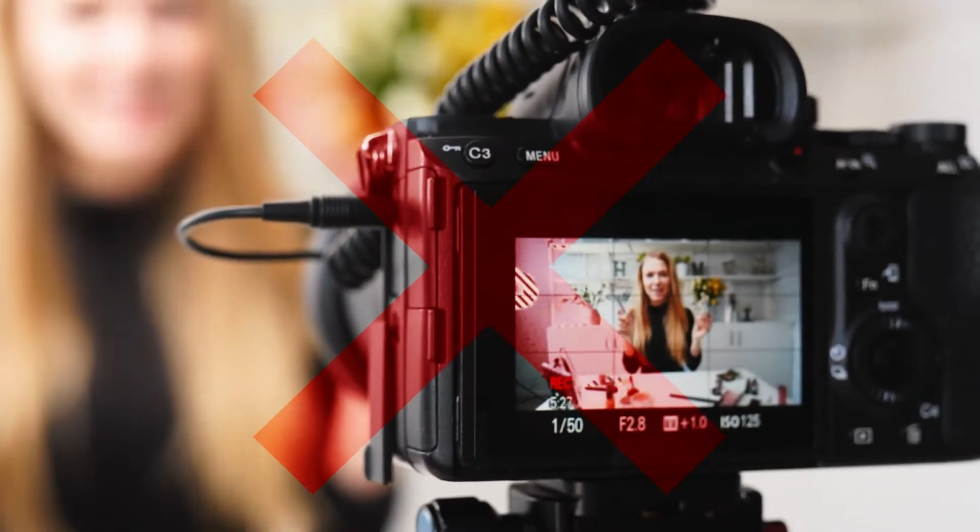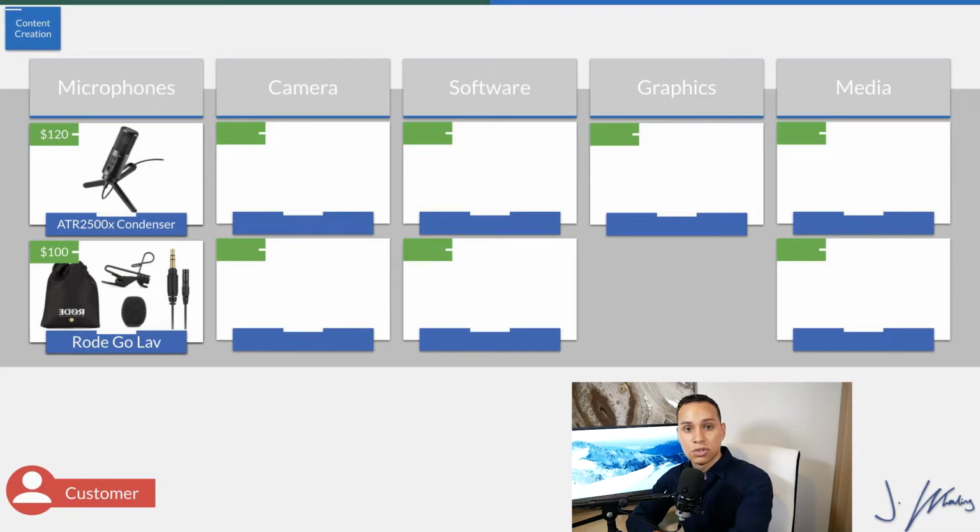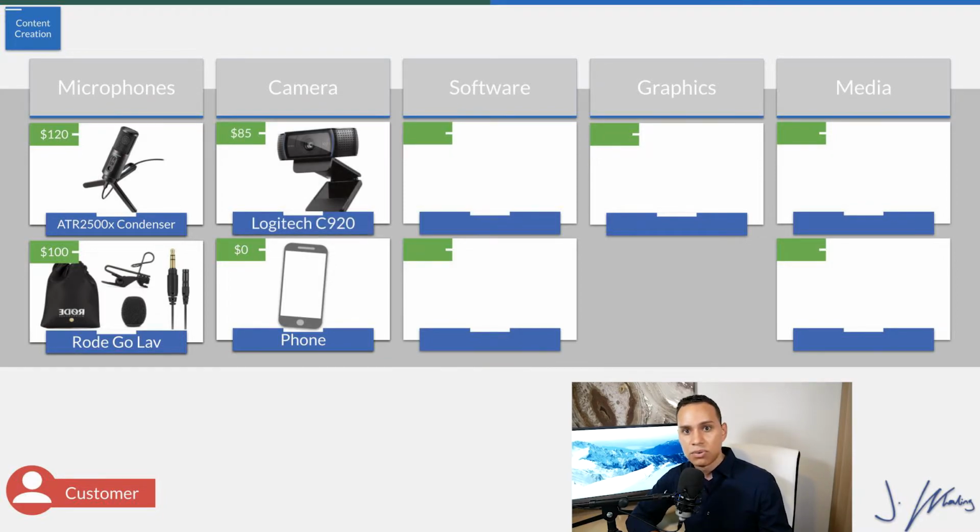Now, when it comes to video, you don't need a DSLR. You don't need a mirrorless camera. Like you don't need any of that. You either use your phone to record yourself live if that's important, or you can use the Logitech C920, which is about 80 bucks right now, as a webcam.